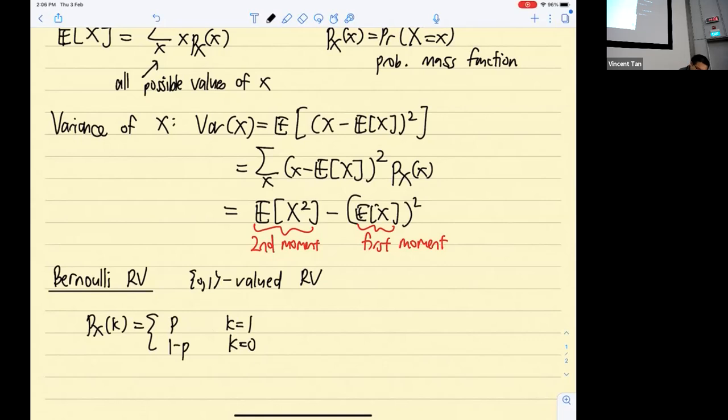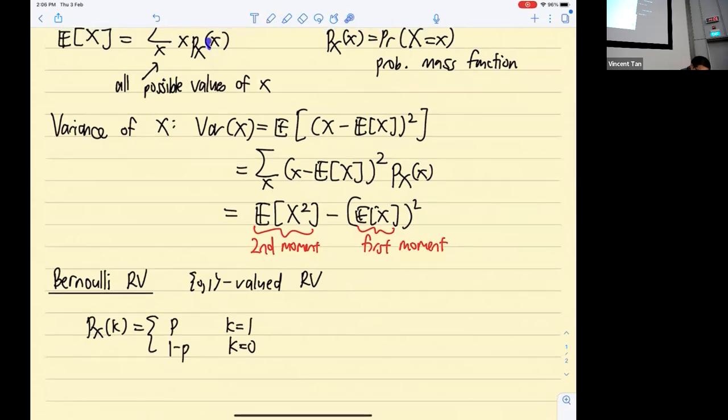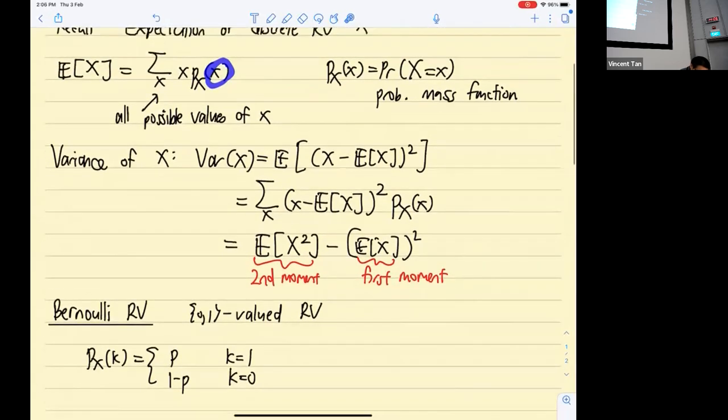Notice that sometimes we use little x as the argument inside the function, and sometimes we use k. You should be familiar with both. Typically, when we use k, we mean that k is an integer, all right? But sometimes we are very laid back about such things. We don't have to worry too much, okay? So this is a 0-1 valued random variable.